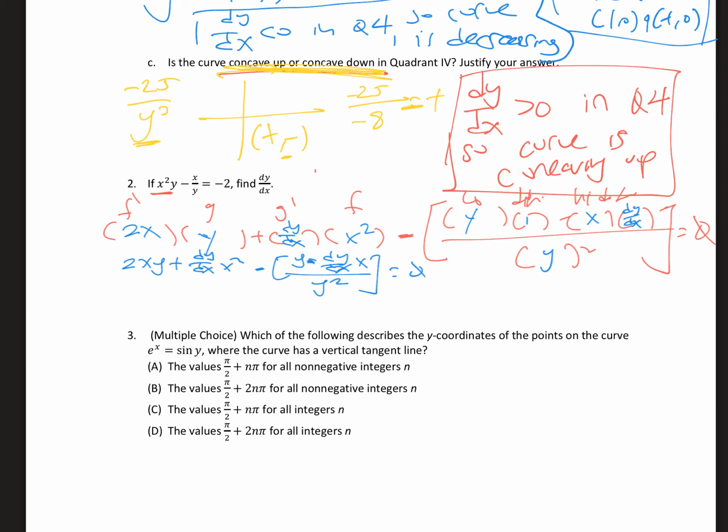So I'm looking at this problem right here, and I see the y squared in the denominator, so I'm going to multiply the whole equation by y squared to get rid of it. It's another way of finding a common denominator. So now I have to distribute: 2xy cubed plus dy/dx x squared y squared. The y squared will cancel out for this term. I'm also going to distribute a negative sign. It becomes negative y plus dy/dx times x equals 0.